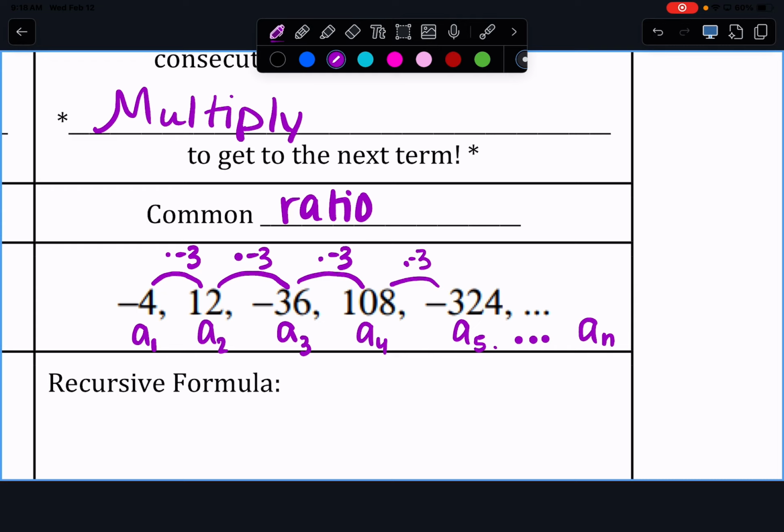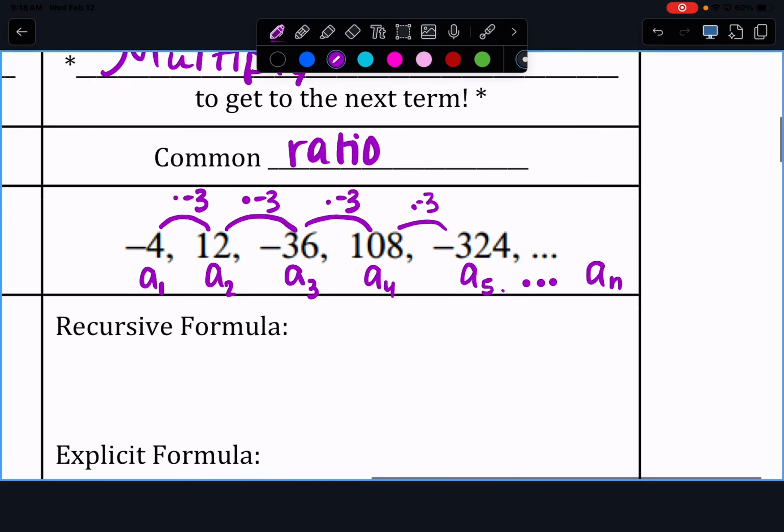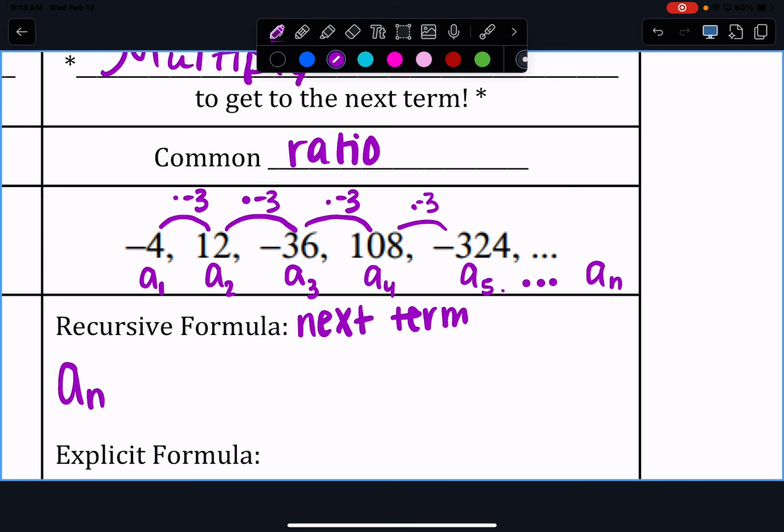And n is just any number. All right, so for the recursive formula for this one, again, we're looking at how to get the next term. So let's do this. If I ask you to find the next term after -324, how would you do that? Multiply it by -3. So we're going to take our ratio and multiply it by the previous term. That's all we have to do.